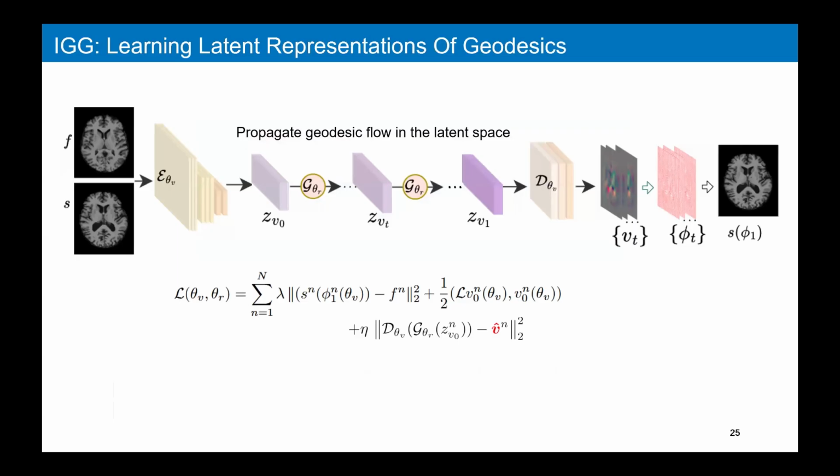The whole architecture of learning the latent representations of geodesics is pre-trained through the joint loss function. Once trained, the model can derive numerous time series of latent representations from any given image pairs. This prepares the training dataset for the diffusion process in the latent geodesic space. And now let's move on to the latent geodesic diffusion model.